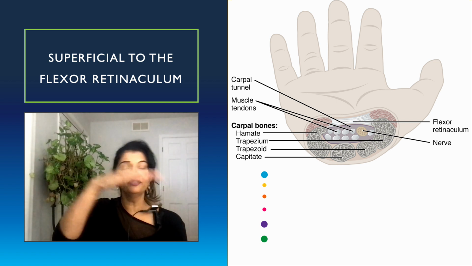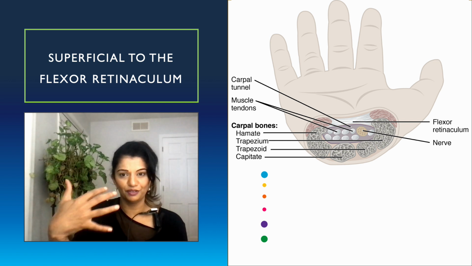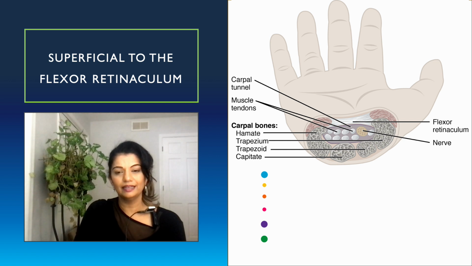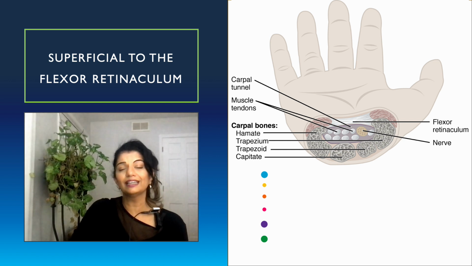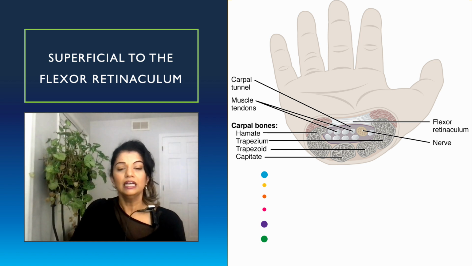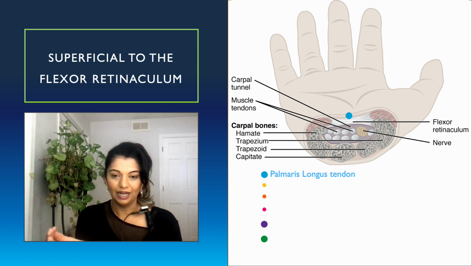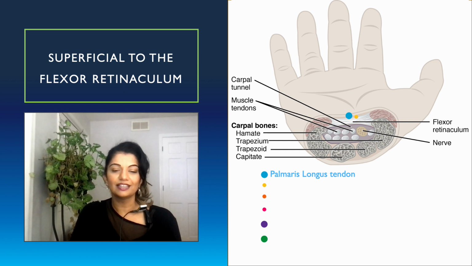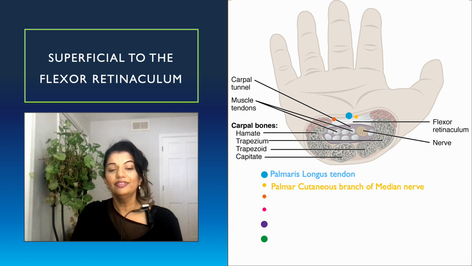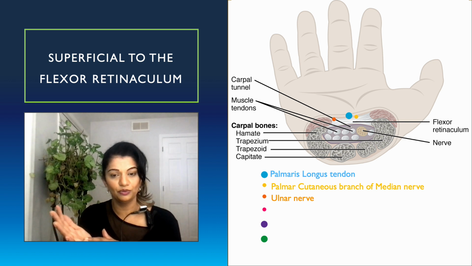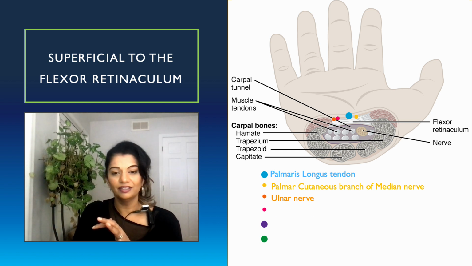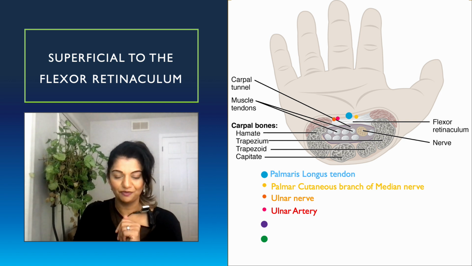Okay, so what's on the other side of the roof of this tunnel, right? So again, here is the flexor retinaculum, as you can see, but we're looking at what's superficial. So what's on the other side? The first thing you'll notice is palmaris longus tendon. That's sort of right in the middle and on top. Okay, and then you've got this yellow nerve, which you've probably guessed it, is the palmar cutaneous branch of the median nerve. Then we want to look on the ulnar side, and you see the ulnar nerve. So that's going to be closer to your pinky finger. And next to the ulnar nerve, we've got the ulnar artery. That makes sense, fairly easy, right?